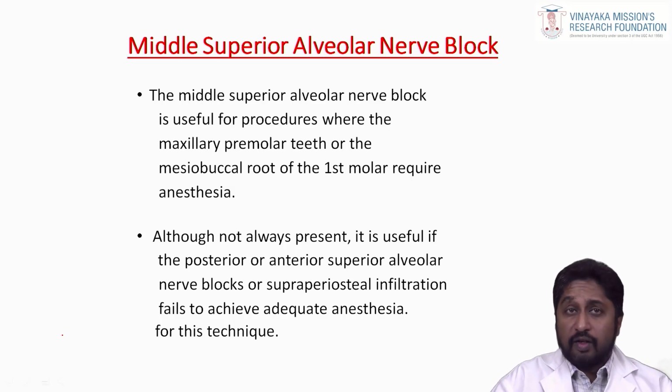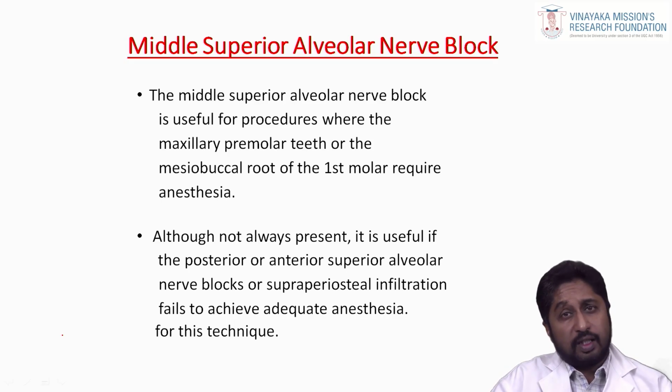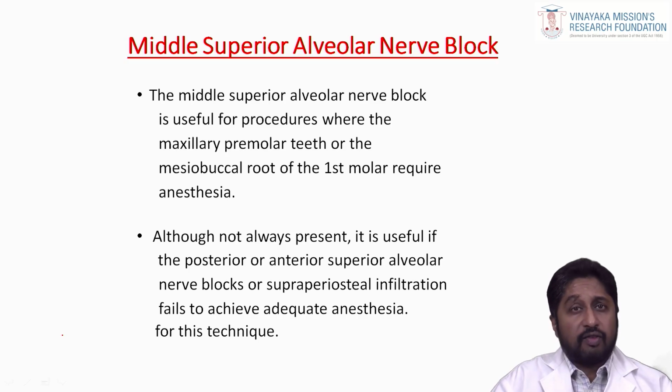Now the second nerve block that we are going to see is the middle superior. First I'll recap the posterior superior nerve block. Except for the mesiobuccal root of the first molar, all the rest, the 7 and 8 and the first molar 6, will be anesthetized in the posterior superior nerve block.